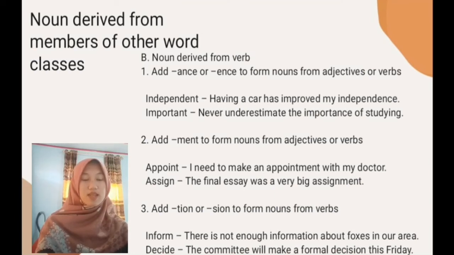Third, add -tion or -sion to form nouns from verbs. For example, inform. Example in a sentence, there is not enough information about foxes in our area. Information becomes a noun after we add -tion. For another example, decide. Example in a sentence, the committee will make a formal decision this Friday. Decision becomes a noun after we add -sion.